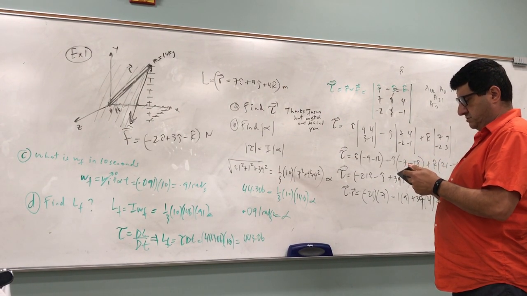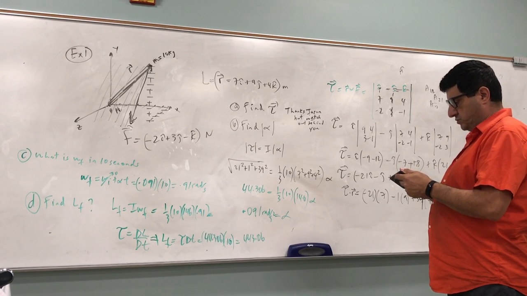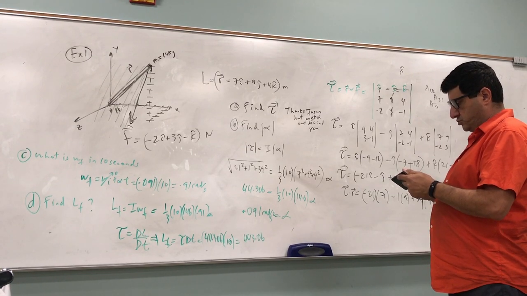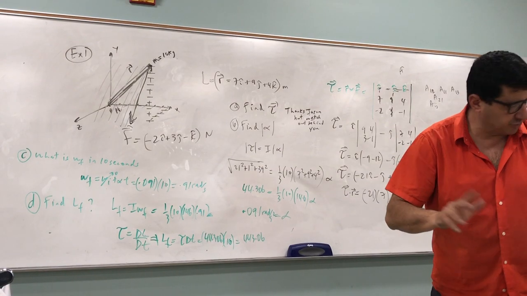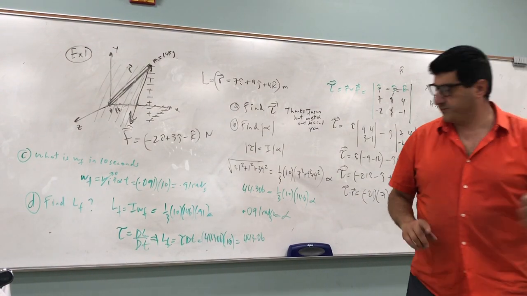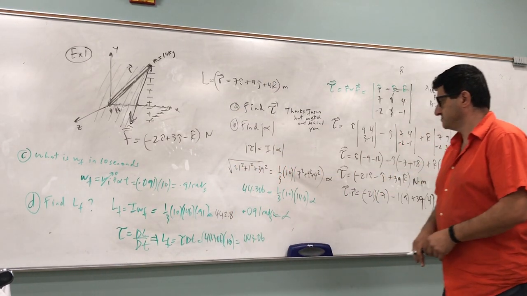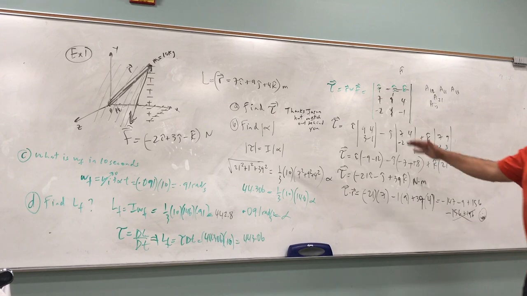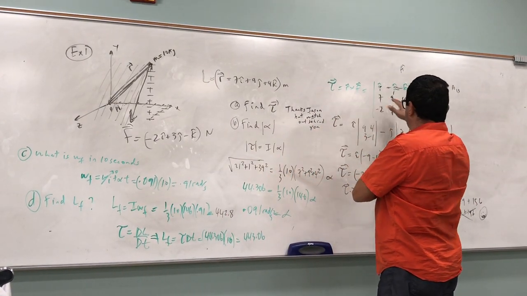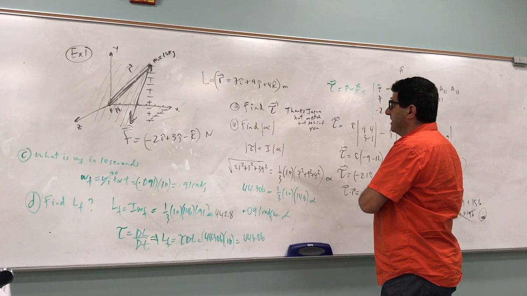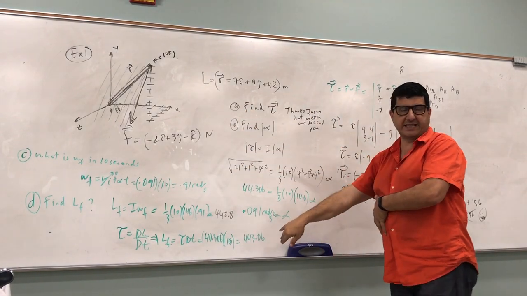So 10 divided by 3 times 146 times 0.91. Yep, same thing. There's a little rounding error, but 442.8. Okay, so that's a good problem. With this problem, you illustrate how to do the cross product, how to check if your cross product is okay, find the magnitude of it, find alpha, find omega, find the final angular momentum.